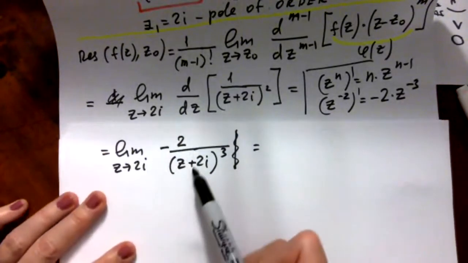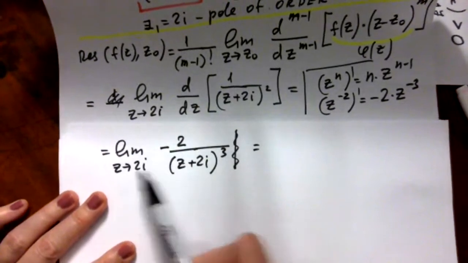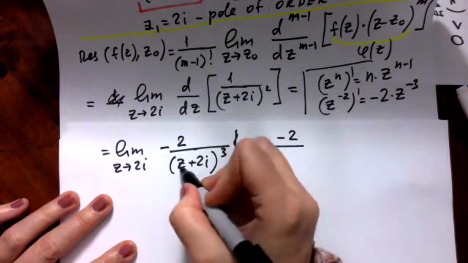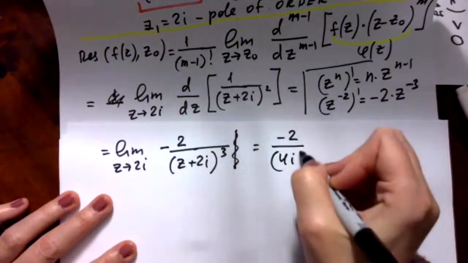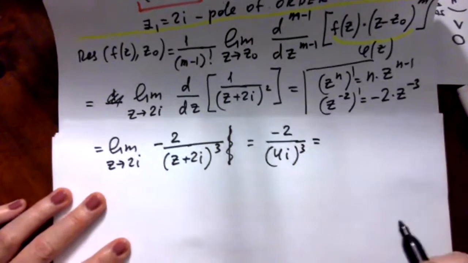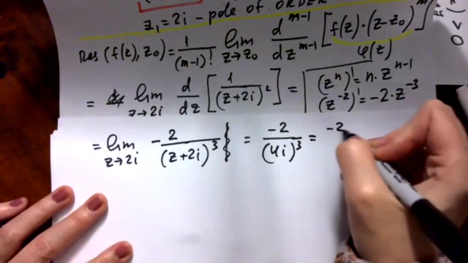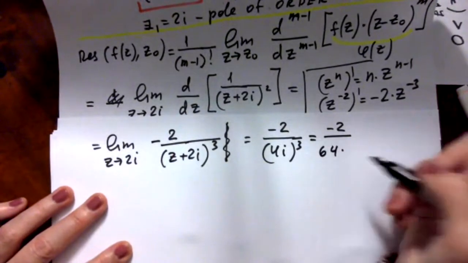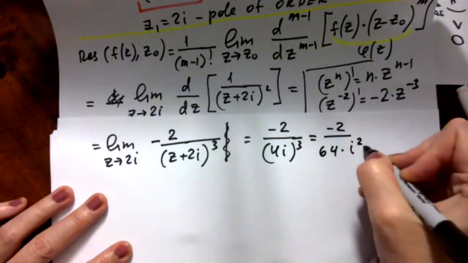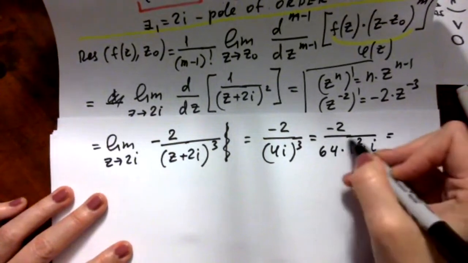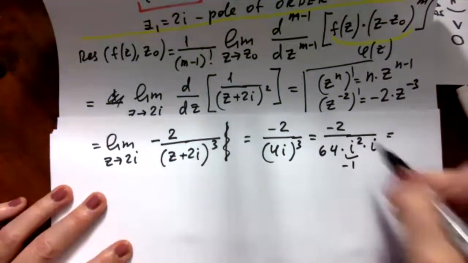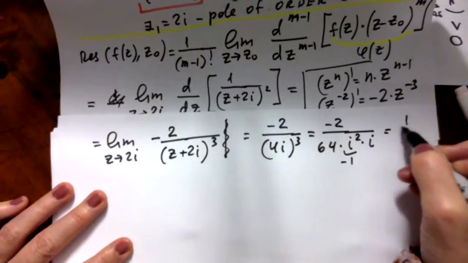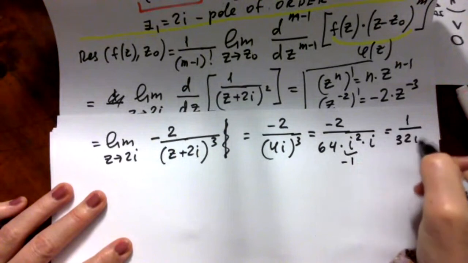And now calculating the limit is actually equivalent to substitution. We need to substitute z with this number 2i. Let's do it. So 2i plus 2i will be 4i cubed. So this is our residue, and I think it's better to calculate this. So 4 cubed will be 64. And what about i cubed? i cubed could be written as i squared times i, and i squared is minus 1, as you know. So we can do some simplification here. We can rewrite it as 1 divided by 32i.